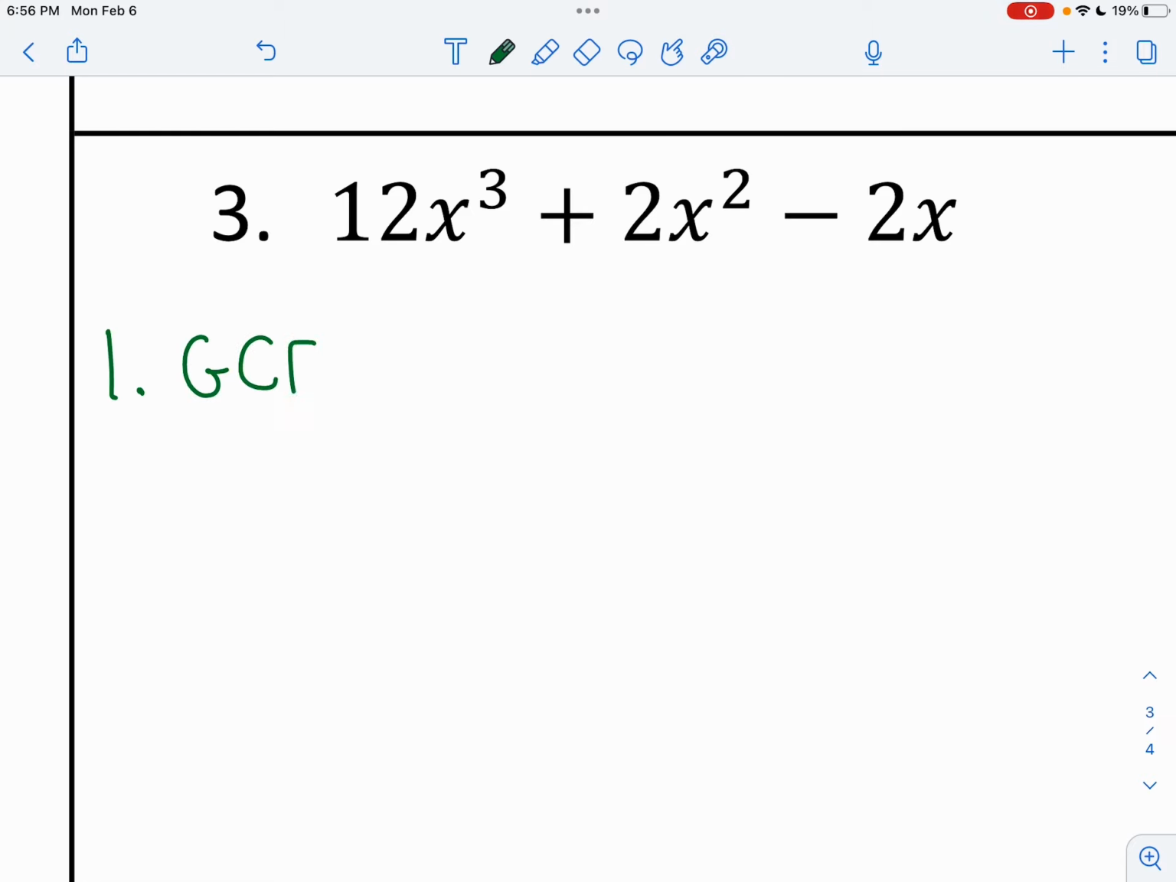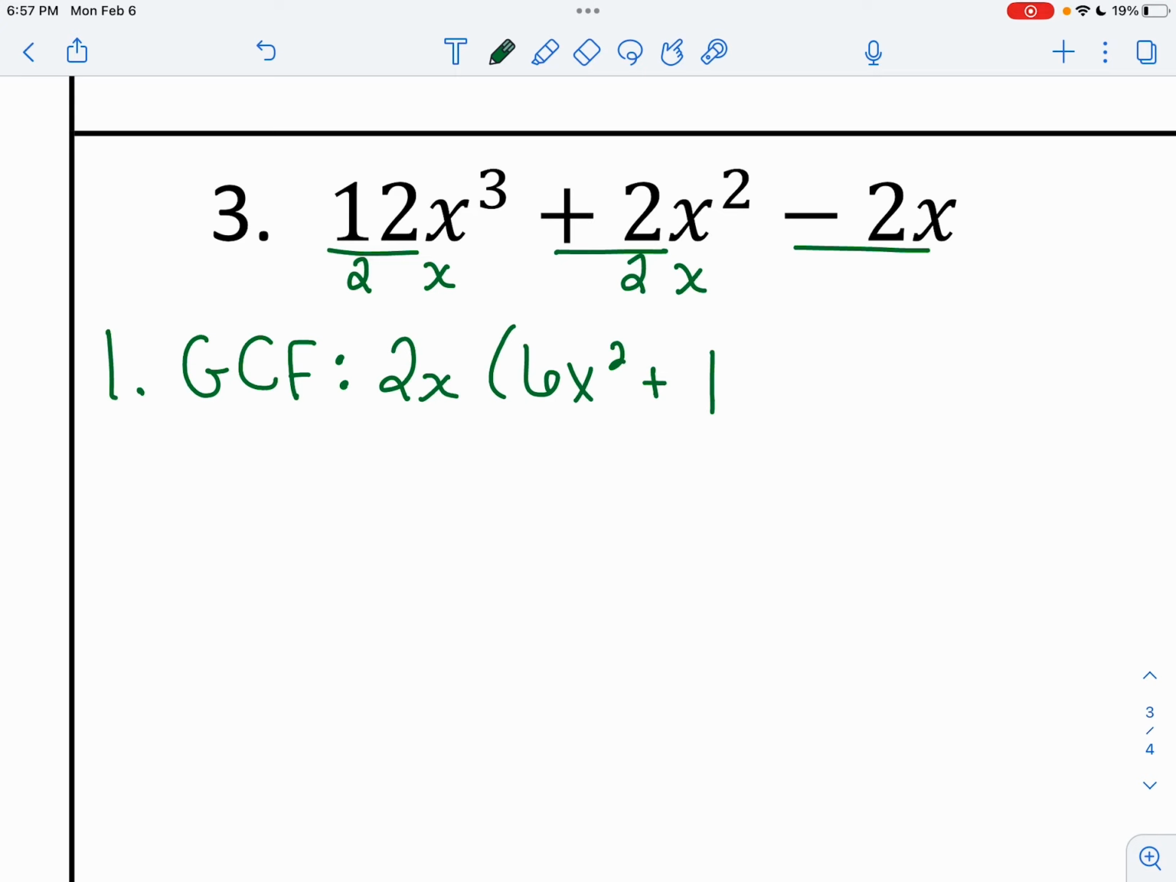The GCF is the number and the variable that's common to all of them. In this case, everything divides by 2. Everything also has a single x at least. Divide this by 2 and take away an x. You'll be left with 6x squared. Divide this by 2 and take away an x. You'll be left with 1 and x. Divide this by 2 and take away x. You'll be left with a single 1.